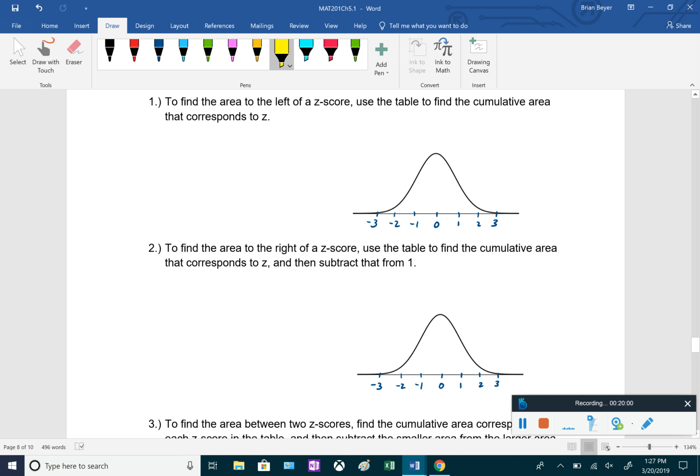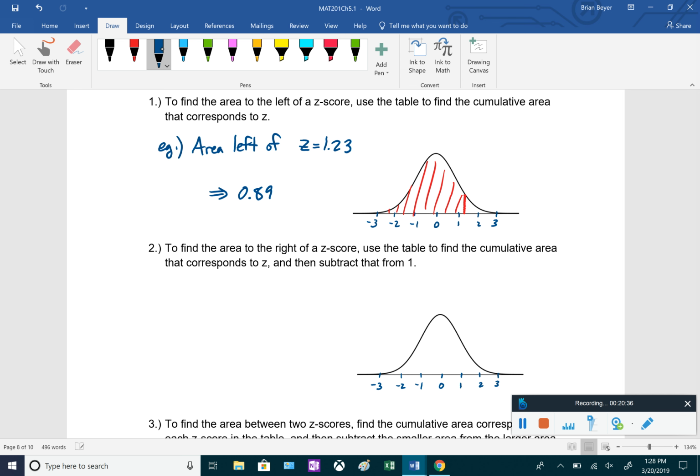So to find the area to the left of a z-score, we use the table, find the cumulative area that corresponds to z, which is what we just did. So for example, if we wanted to do the area left of z equals 1.23, that would be 1.23 is about right here. So that would be this area right here that gets shaded in. That's the area we're looking for. If we look that up on the table, we would see that we would get a value of 0.8907. So that's what we've already been doing. So those ones are the easy one because the table tells us the area to the left.